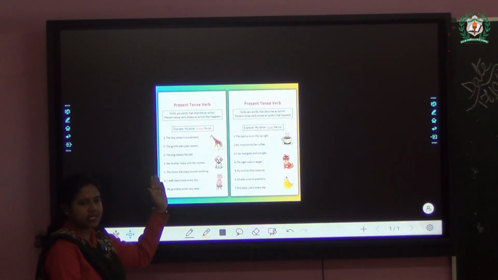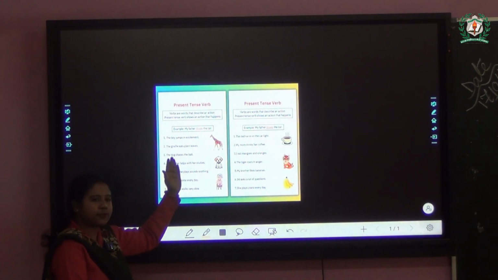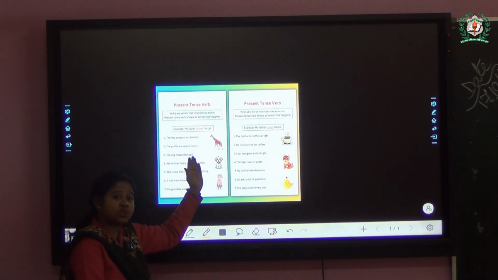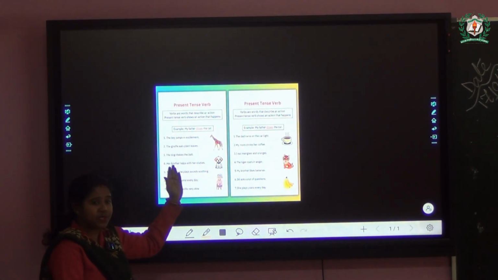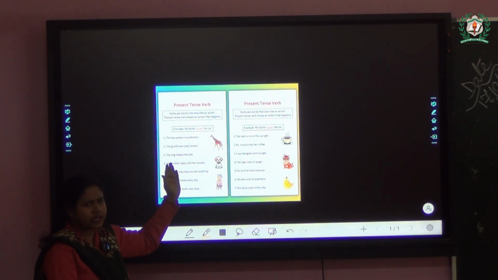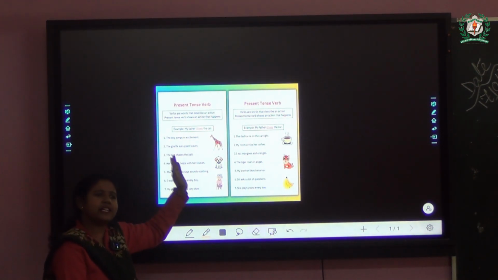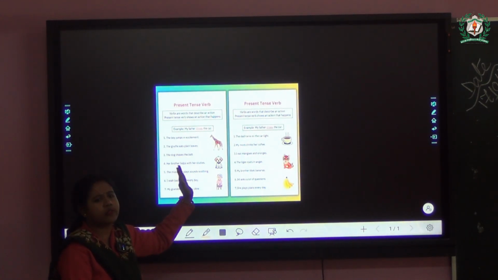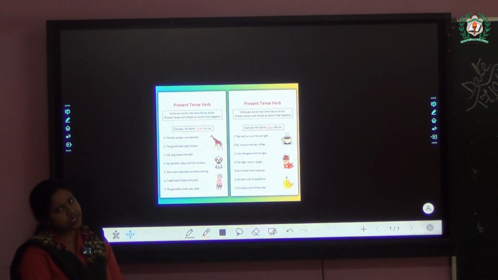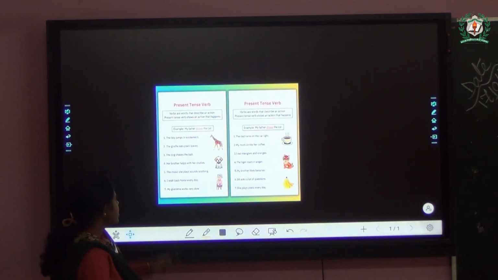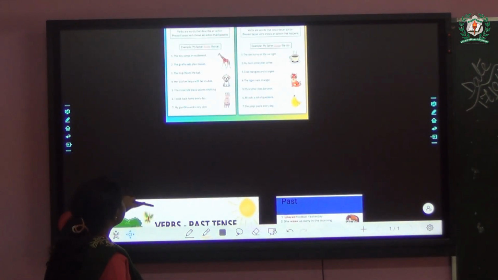If the subject is in singular form, then we have to add an s to the verb. But if the subject is in plural form, we should not add the s. We should directly write the present tense form of that particular verb. Okay, children? So now let's proceed to the past form.